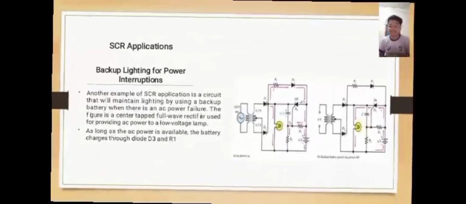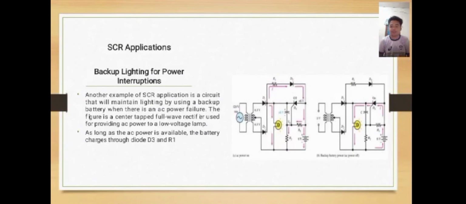Another example of SCR application is a backup lighting for power interruption. It is a circuit that maintains the lighting of a lamp or bulb by using a backup battery when there is an AC power failure. The figure is a center-tap full-wave rectifier used for providing AC power to a low voltage lamp. As long as there is AC power available in the circuit, the battery charges through diode D3 and R1.